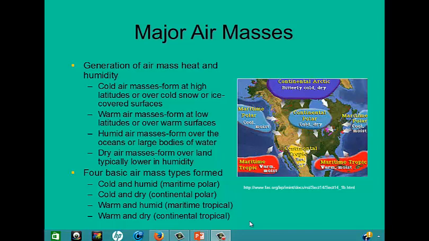The four basic air mass types, therefore, are cold and humid, which is maritime polar, as you can see on the left and right-hand side over both of the oceans. Cold and dry, which is continental polar, as you can see coming from Canada into the United States, for example. Warm and humid, which is called maritime tropical, which is coming from the southwest and the southeast towards the United States. And then we also have warm and dry, also known as continental tropical, which is coming over the continent and is also tropical in temperature. So you can see that entering into the bottom portion of the United States. These air masses influence local and regional temperatures and weather patterns.